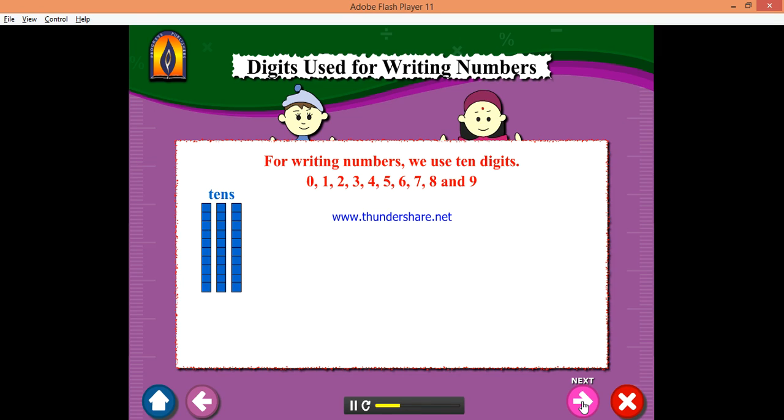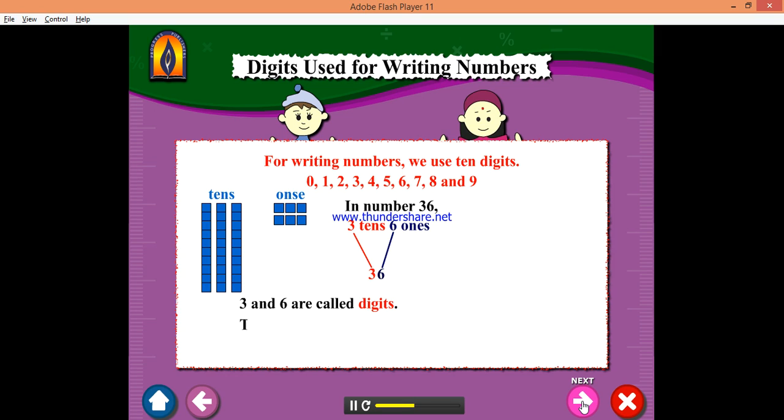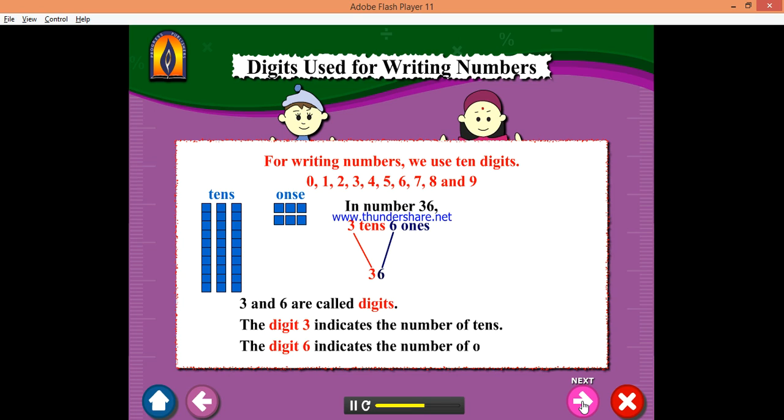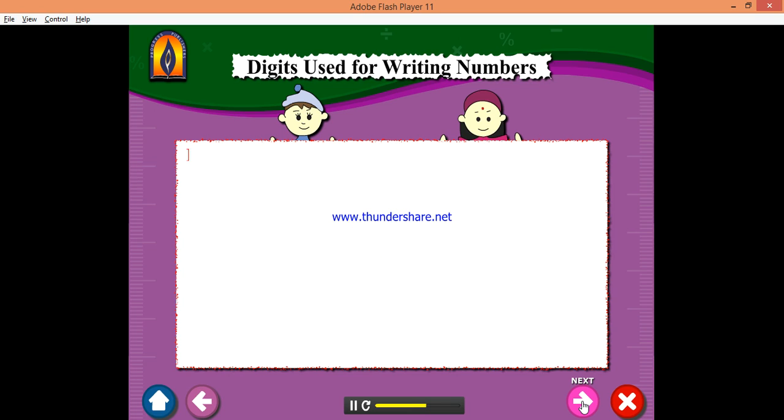3 tens, 6 ones, 36. In number 36, 3 and 6 are called digits. The digit 3 indicates the number of tens. The digit 6 indicates the number of ones. Place value of a digit.